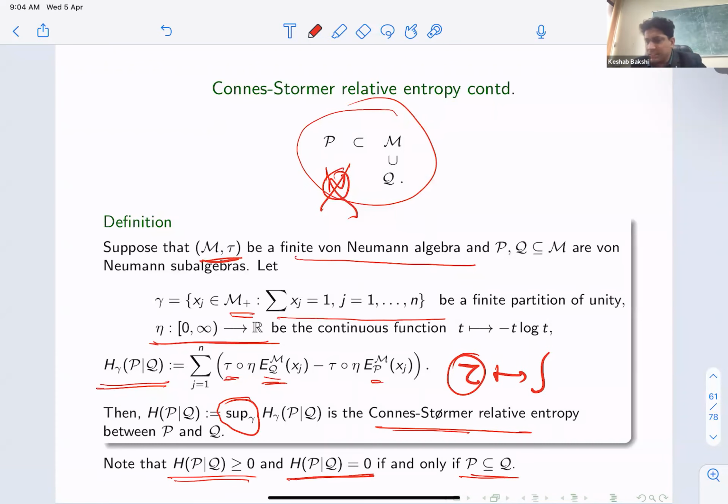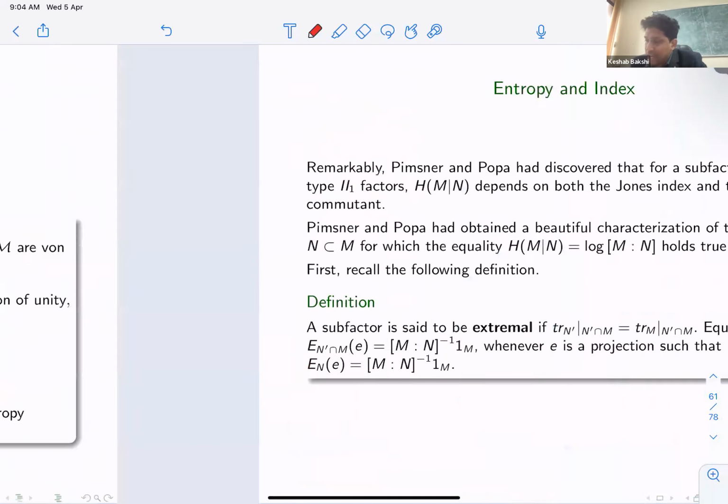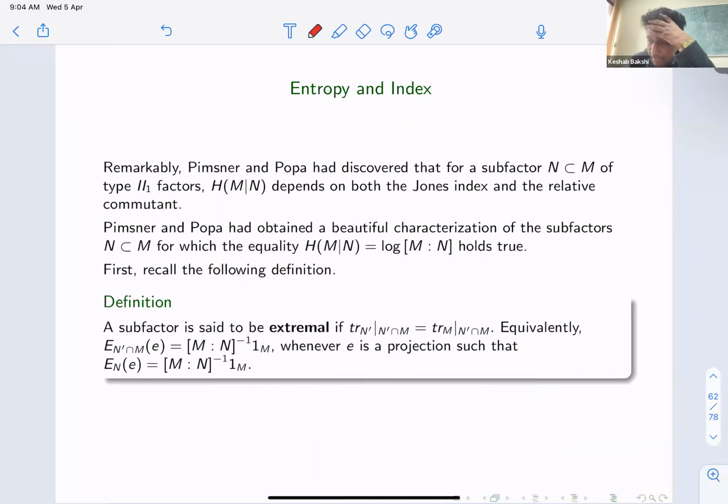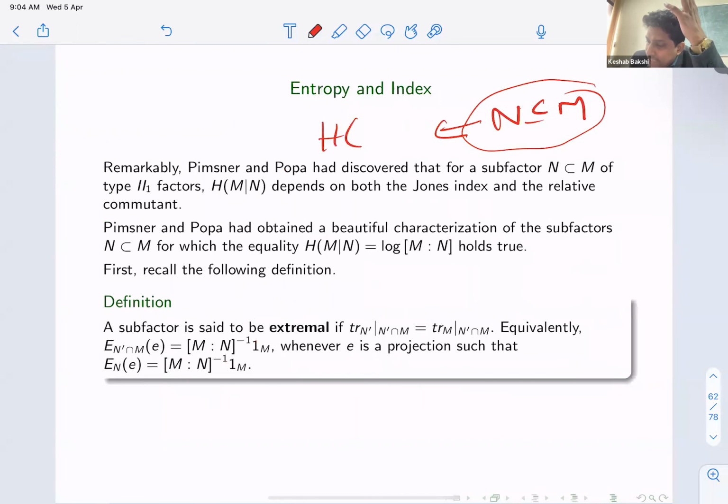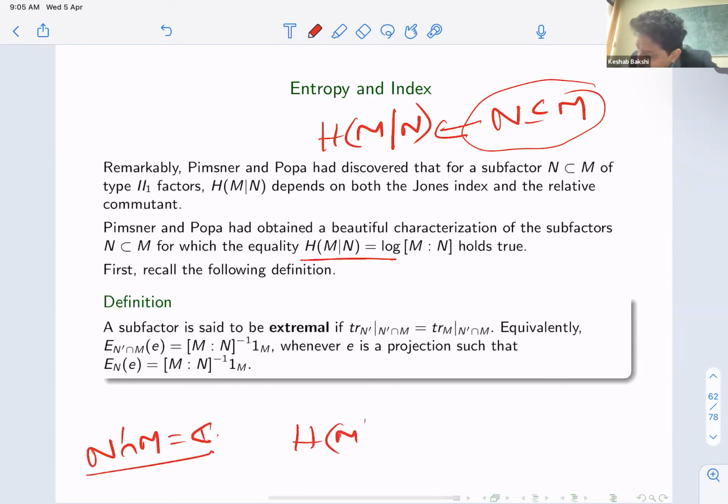Nothing much is known about this entropy basically, but Pimsner and Popa, in that groundbreaking paper where they developed the basic construction and the Pimsner-Popa basis, proved in the same paper something surprising. They considered the subfactor N in M and this relative entropy H(M given N), and found that it is related with the Jones index. They proved that for an irreducible subfactor, irreducible meaning N prime intersect M is scalar, H(M given N) is nothing but the logarithm of the Jones index. And this is the characterization.